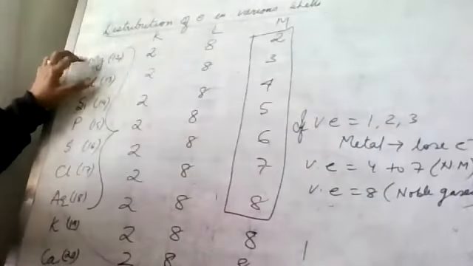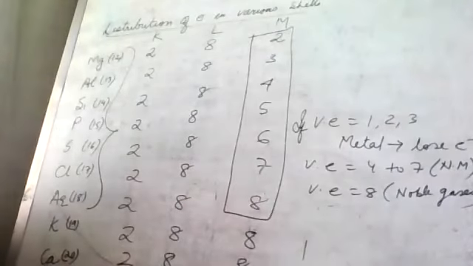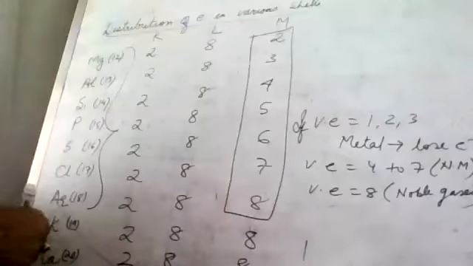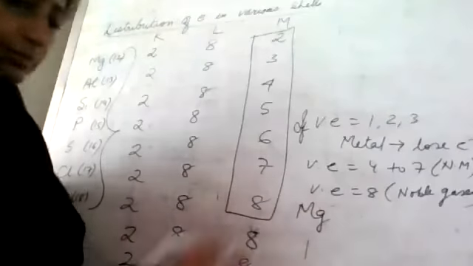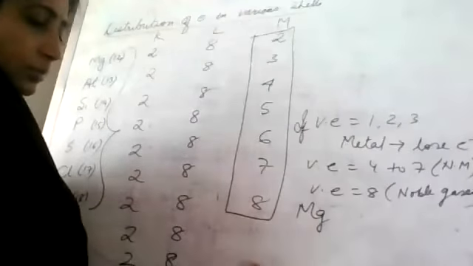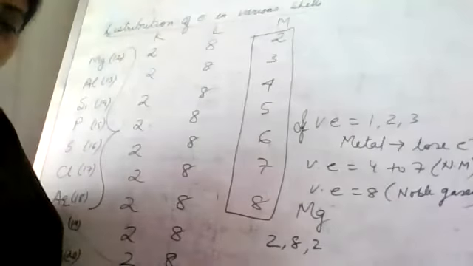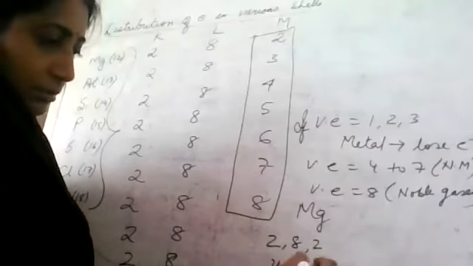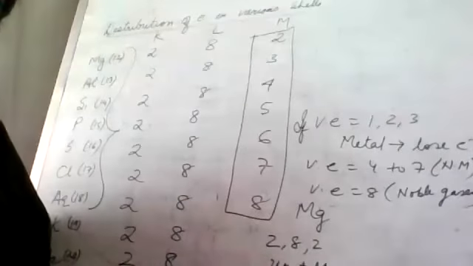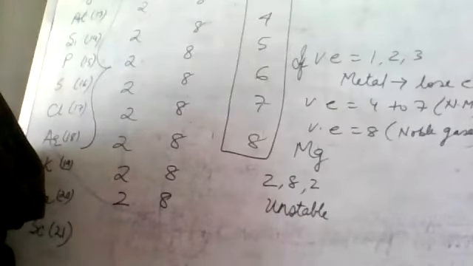So now when it is magnesium, if magnesium loses, what charge will come on it? Positive. Do you know how positive comes? Okay, I'm taking example of magnesium. Magnesium is 2, 8, 2. It is unstable. Is it stable or unstable? Unstable. Why is it said to be unstable?